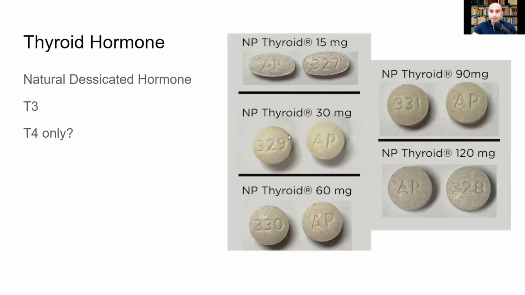And then of course, in terms of therapy, the main sorts of therapy that we utilize are natural desiccated hormone and liothyronine, or T3. I usually start with natural desiccated hormone, which essentially is just processed thyroid gland from animals, most commonly porcine thyroid, so from pigs, because they immunologically are very similar. Hence, that's why they're used in many other aspects of medicine, for example, with heparin, which is a blood thinning medication, along with to produce valves.